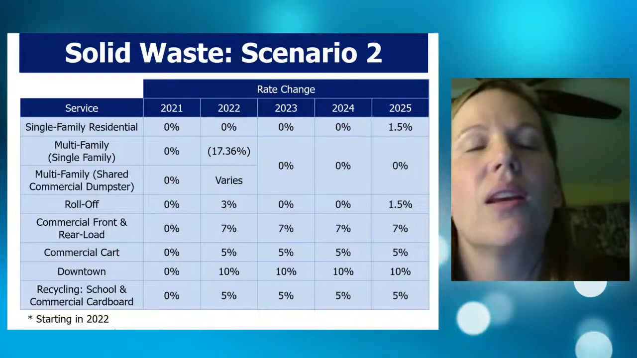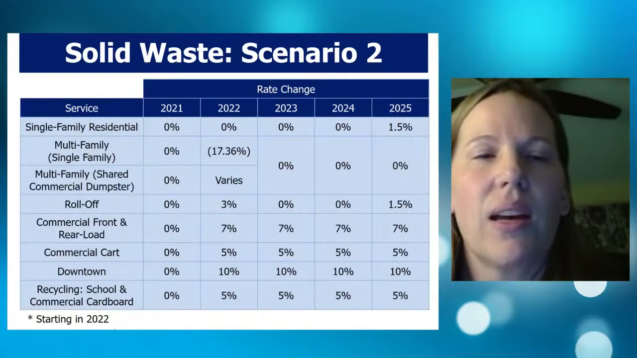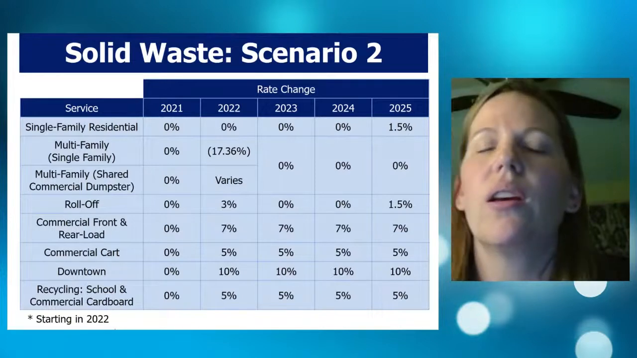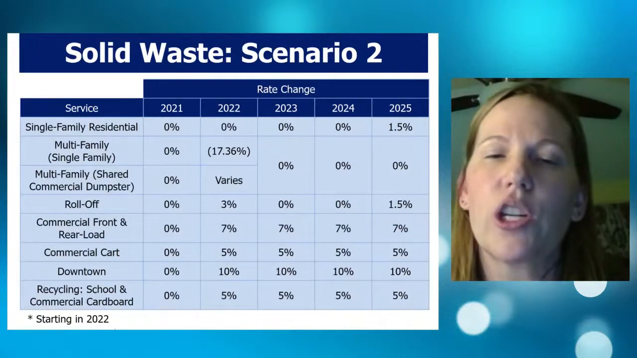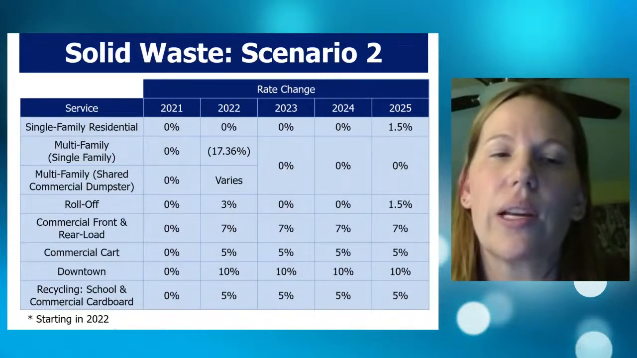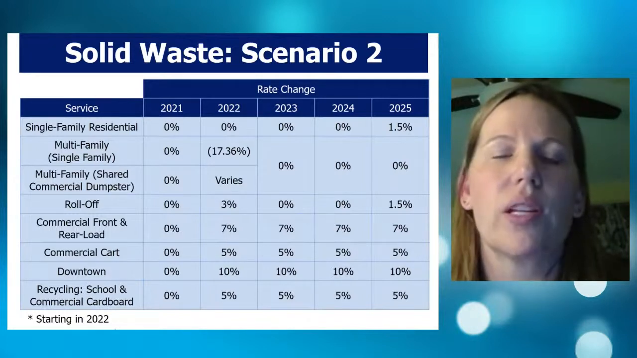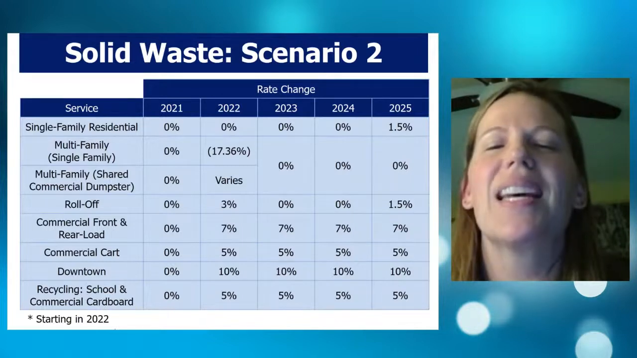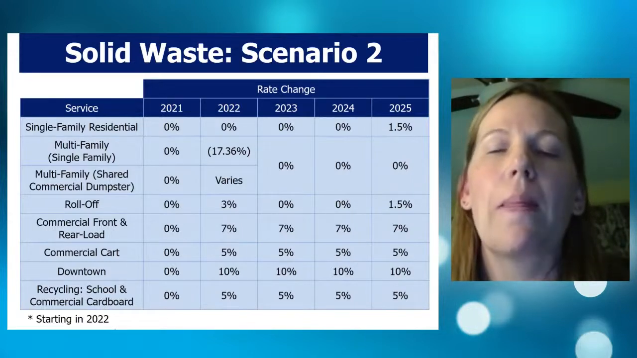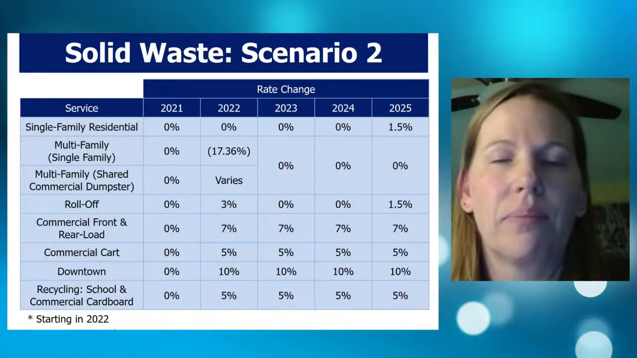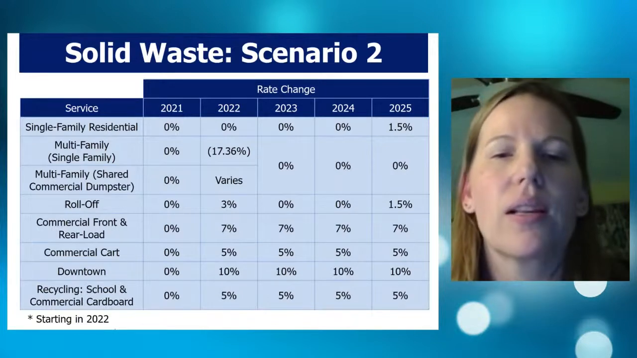whereas in the previous scenario, it was zeros all the way across the board. In multifamily with single family rate, as well as multifamily commercial dumpster, it's the same situation as the last scenario. We are making that a uniform rate in 2022. So again, you're seeing the same decrease to the multifamily that pay the residential rate, and again the variable rate to bring the multifamily paying the commercial rates to that uniform rate in 2022. Again, in this scenario, those rate payers are not getting an increase beyond that for 3 years.